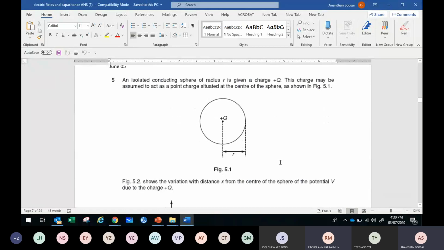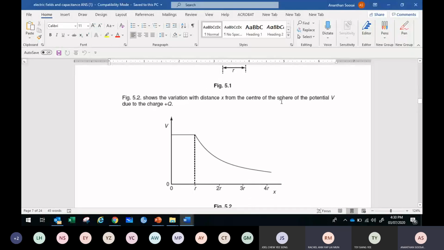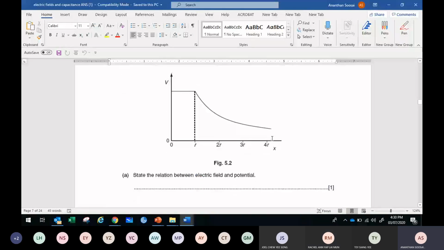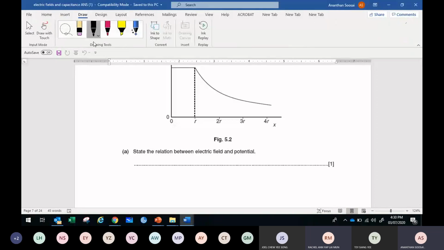Read the question. An isolated conducting sphere of radius r is given charge positive Q. This charge may be assumed to act as a point at the center of the sphere. Show the variation with distance x from the center of the sphere of the potential. State the relation between electric field and potential. What's the answer? Electric field is the negative of the potential gradient. You can put it in words.